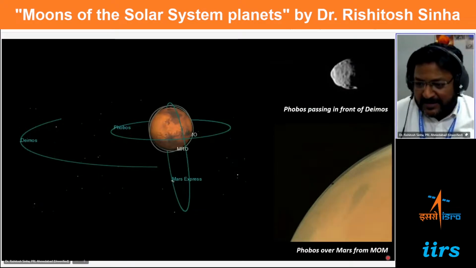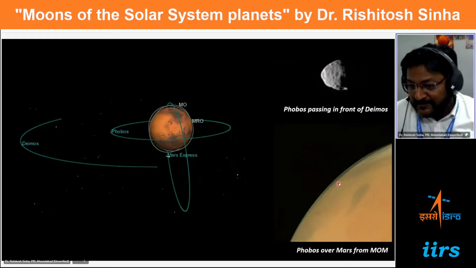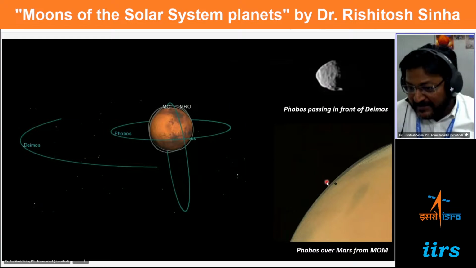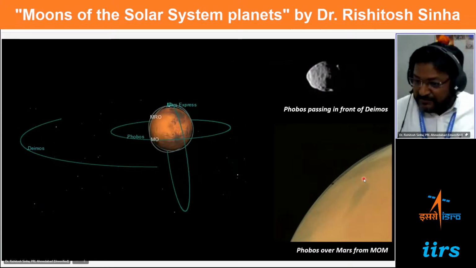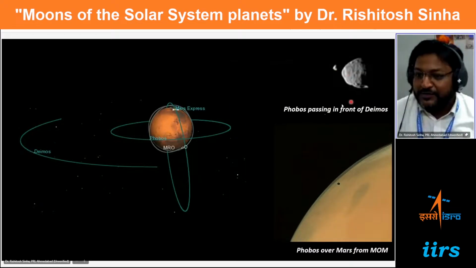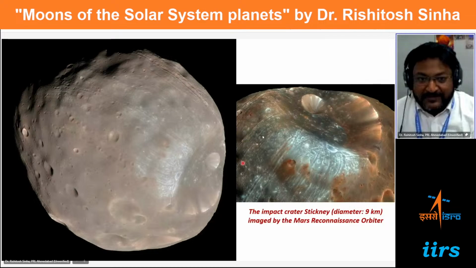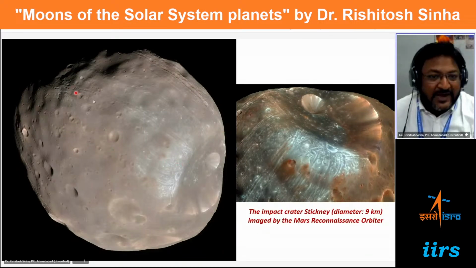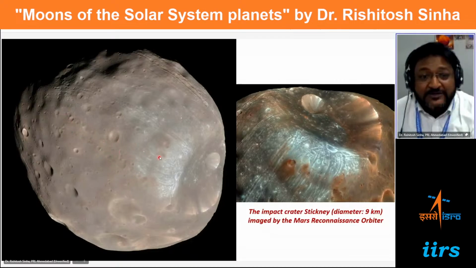And our own Mangalyaan, Mars Orbiter Mission, has also observed Phobos. You see, this is a short animation showing the transit of Phobos over Mars. Since MOM had an elliptical orbit, it could capture this particular view. And then another example in which you see Phobos passing in front of Deimos. And you see the surface of Phobos, you can see grooves on the surface, and there are several craters in a chain.